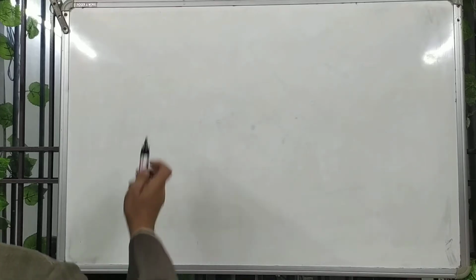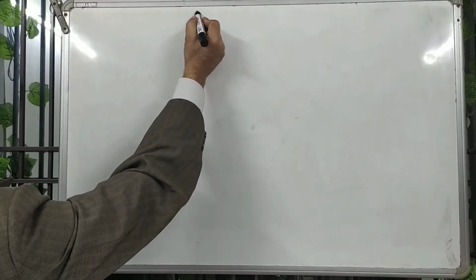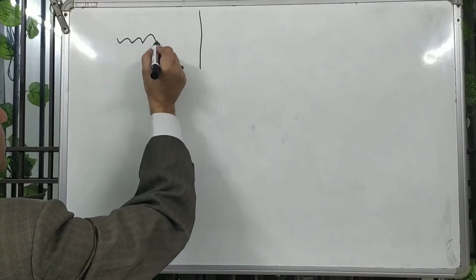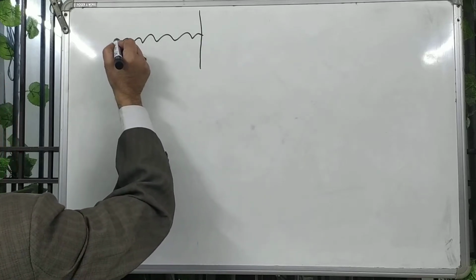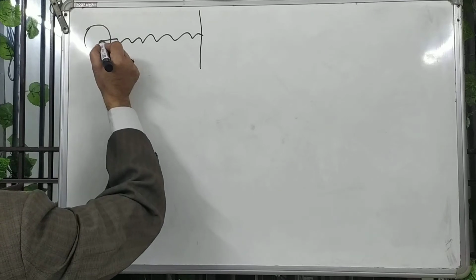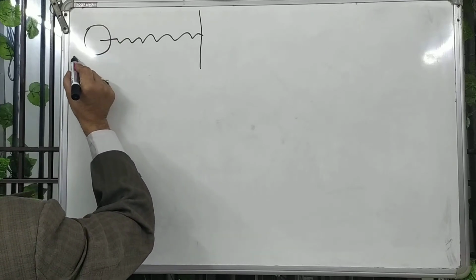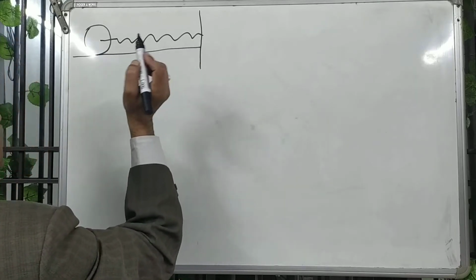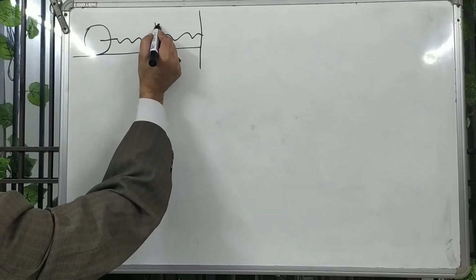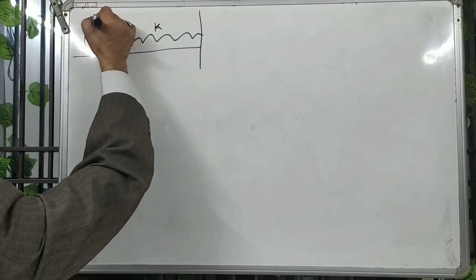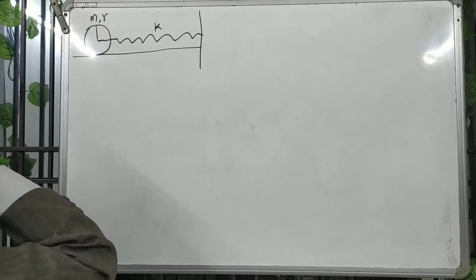Now, the question is this. There is a spring, and with this spring a cylinder is attached. This is the cylinder and this is the ground. The spring constant is K. The mass of the cylinder is M and the radius of the cylinder is R.